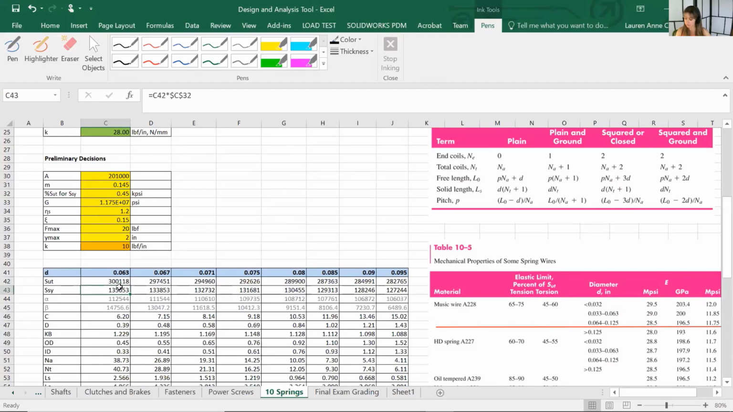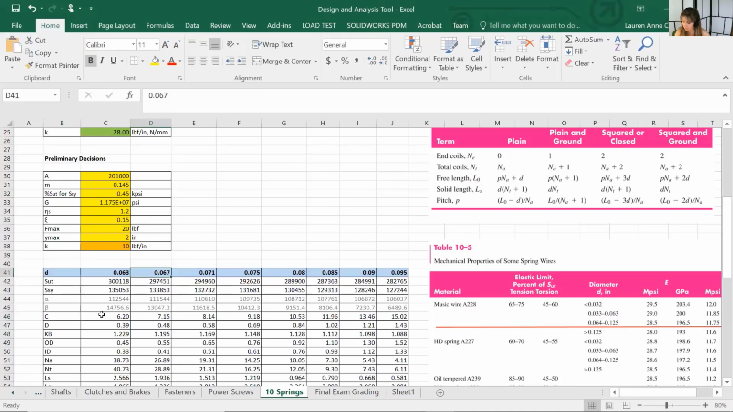Torsional yield strength is 45% of the ultimate tensile strength. Again, I'm using dollar signs, so we have the ultimate tensile strength, C42, which is going to change as we move across, times $C$32, which corresponds to cell C32, which is held constant. We already talked about alpha and beta, so you've got to put those in, and that's going to give you your C. And what we can do right now is just highlight the range of acceptable C values. So C can be in between 4 and 12.